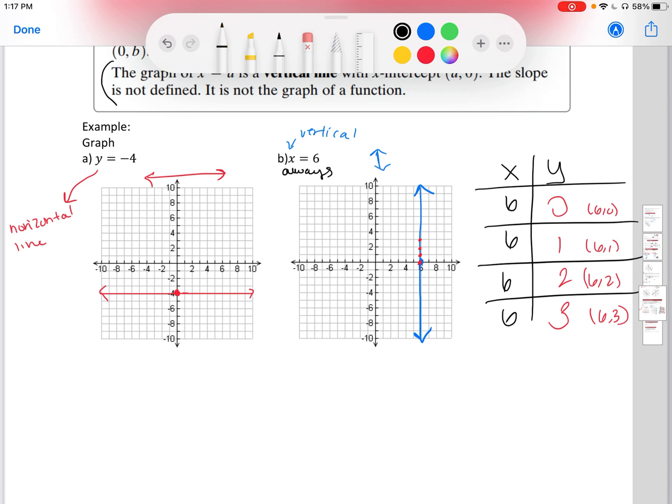Same thing for example A. We have x comma y. We're saying y is always negative 4. So what can x be? x can be whatever you want it to be, right? And you can connect your line that way.